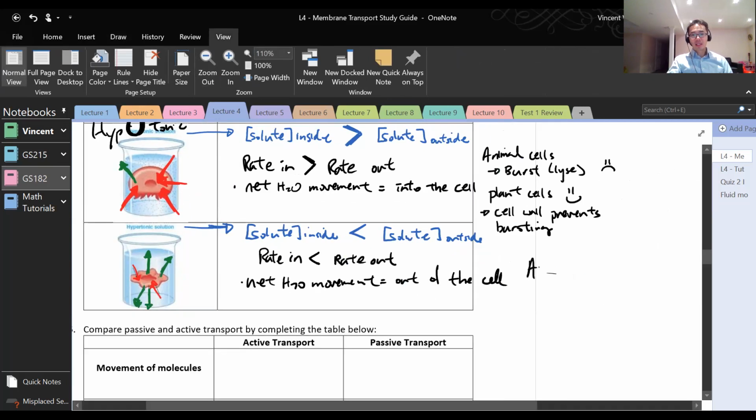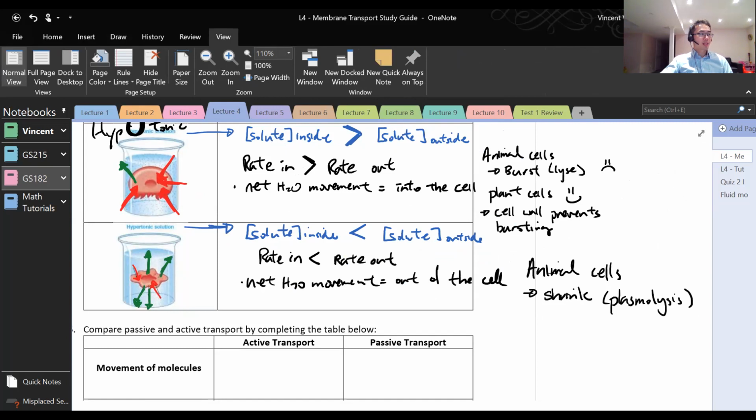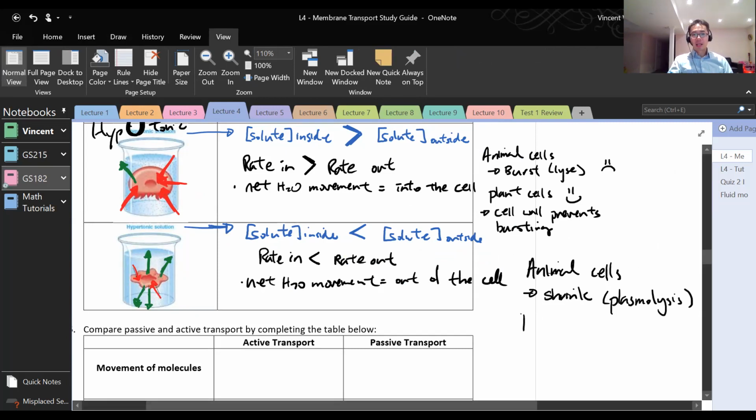Okay, so animal cells, okay, they will shrink. It's called plasmolysis. I don't know if I used this word. I don't remember, but that's what it's called, plasmolysis. Plant cells, okay, also shrink. Okay, not happy. Leaves are going to be withered. Animal cells, not really happy either, but you know, not gonna die. They're just gonna shrink.